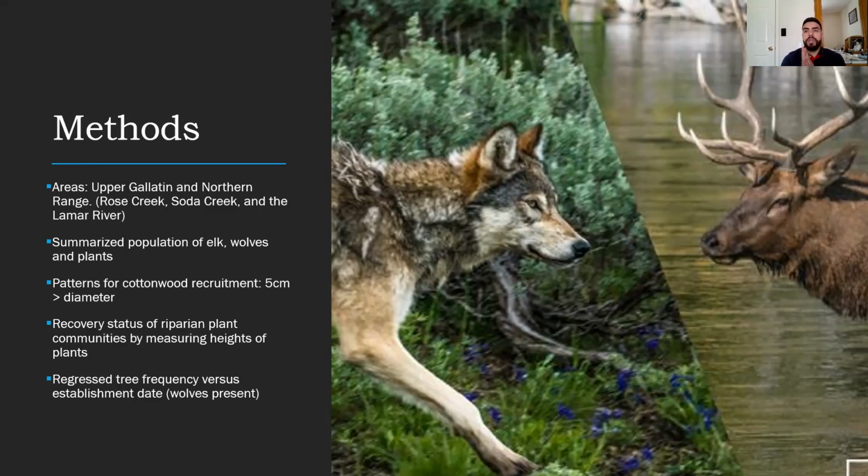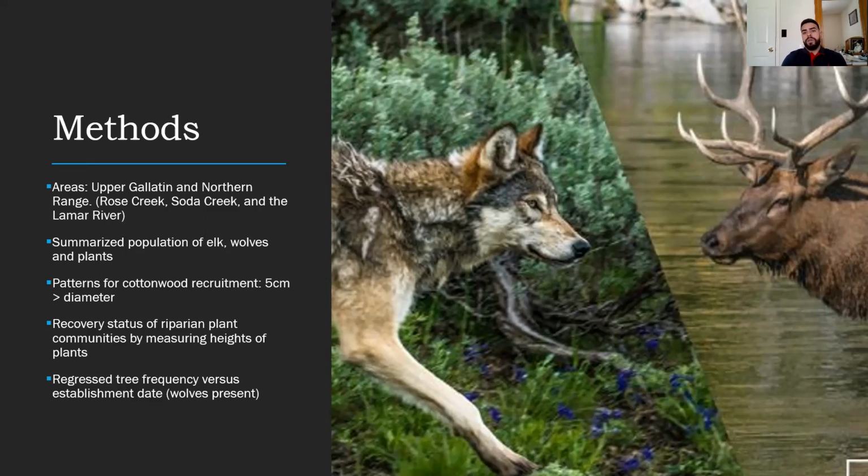So in the Upper Gallatin, like I mentioned, because it's outside of the park, elk hunting specifically was always allowed. And that made the elk population in the Upper Gallatin always lower than the Northern Range. But even though the elk population was lower there, the riparian plants were still suffering and they were not able to grow for more than 100 centimeters. In the Northern Range, the elk population was tremendously larger than the Upper Gallatin, and the riparian plants were even suffering more in that area.